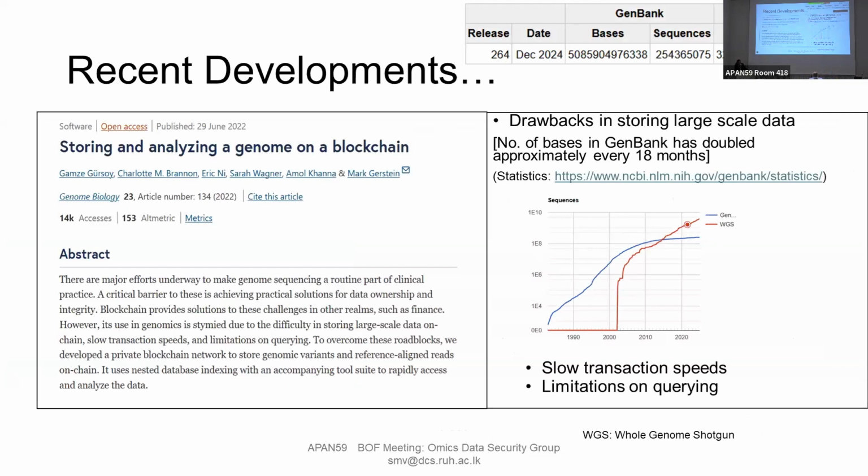Here you can see recent developments. This is another type of research, using blockchain for storing and analyzing a genome on a blockchain. It has already been done by one person using one sort of solution, one sort of application. But as I already told you, this is how the genetic data in GenBank grows over time, right? It doubles each year. So that is why it is hard to manage, right? We have to store them. The data is high dimensional and also complex.